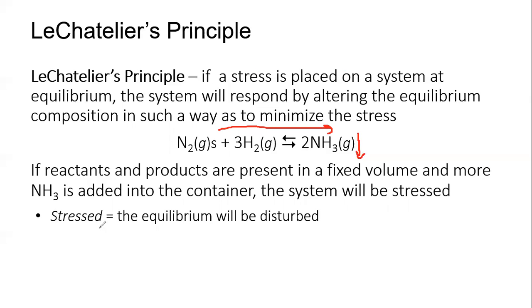And so when we call it stress, one way you can stress the system is by adding reactant, adding products, or removing reactant, removing products. Another way is to change the temperature. So if you increase the temperature or decrease the temperature, that can apply a stress. And the other stress is changing the volume of the system, either increasing the volume or decreasing the volume. These are all different stresses we can apply to a system at equilibrium.